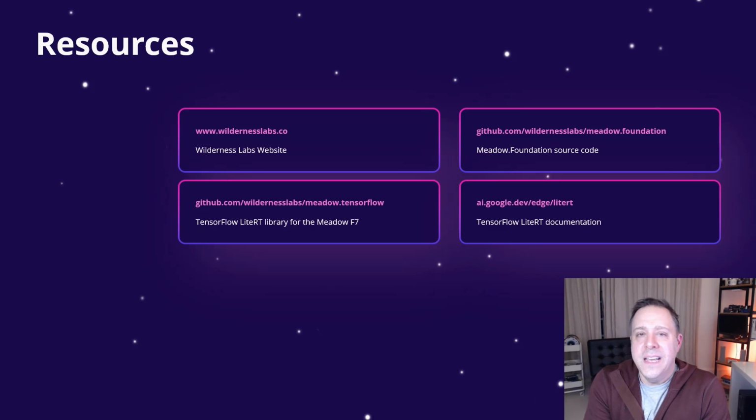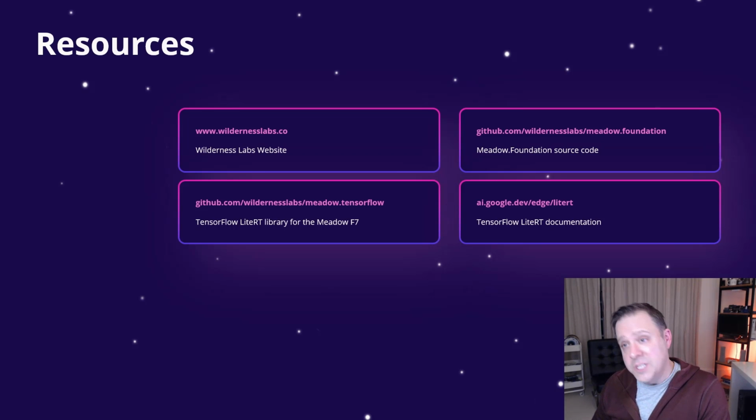And this brings us to the end of our session. But before we conclude, I'd love to point you towards some great resources. There's a ton of documentation on the Wilderness Labs website, www.wildernesslabs.co. Great documentation, links to a lot of things. I also highly recommend you go to their GitHub, github.com/wildernesslabs. Go to wildernesslabs/Meadow Foundation to dive into the source code.